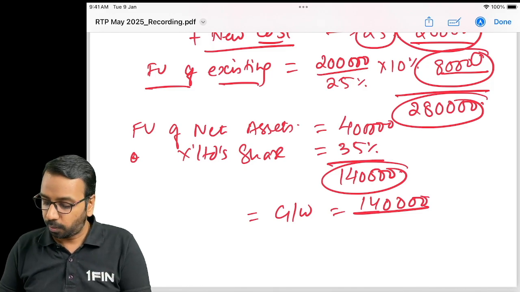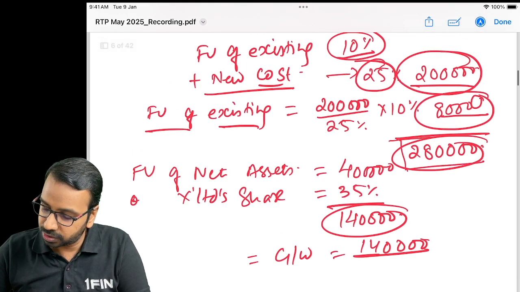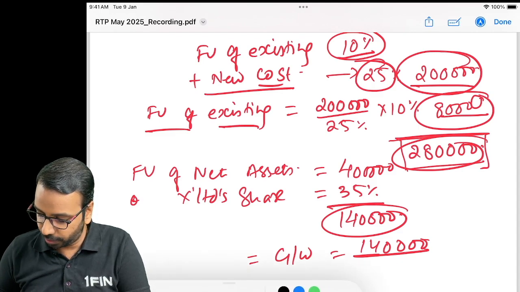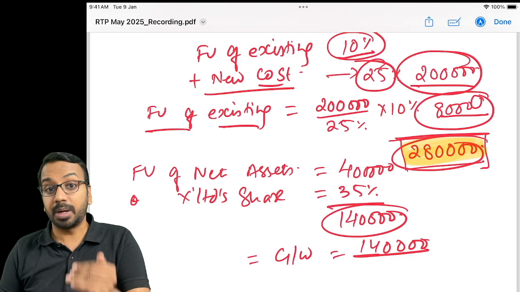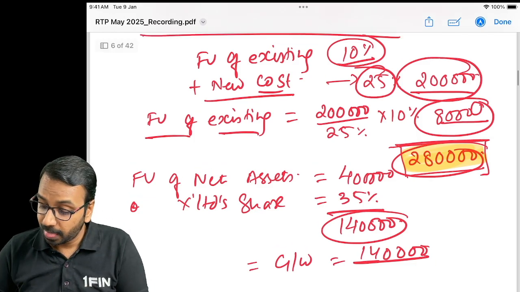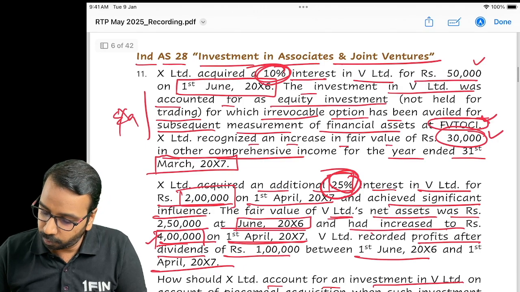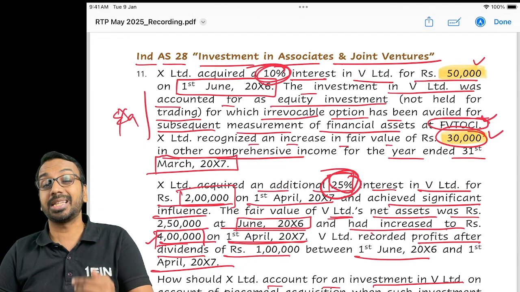Alright. So, what is the entry? When we pass the entry, what we need to understand is, investment in associate is at 2,80,000. So, we have to bring investment in associate to 2,80,000. Then, our original stake. What was our original stake? Original stake was at 50,000, which was increased by 30,000. So, now original stake is 80,000.